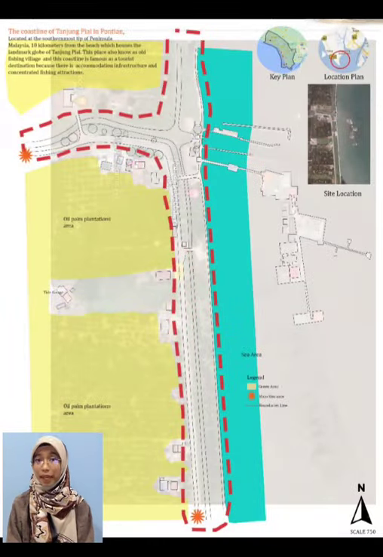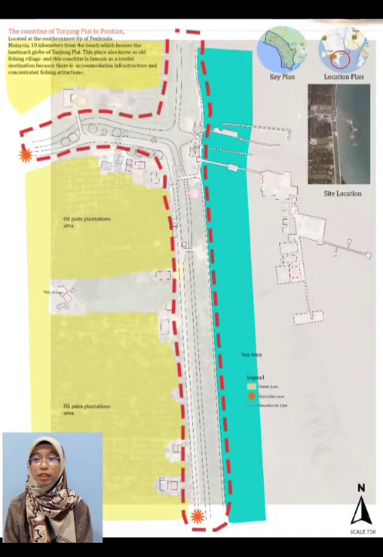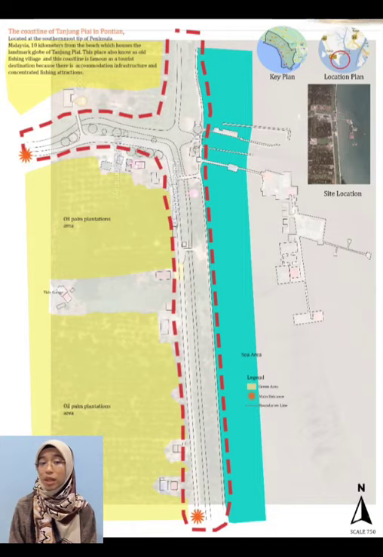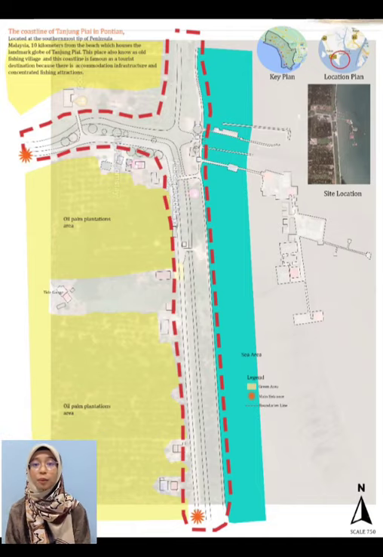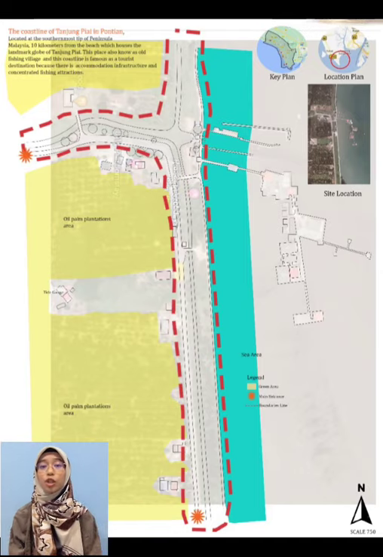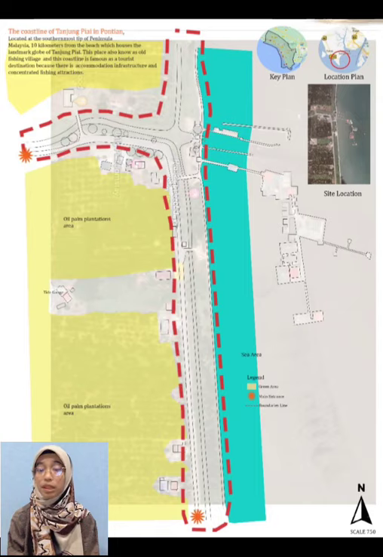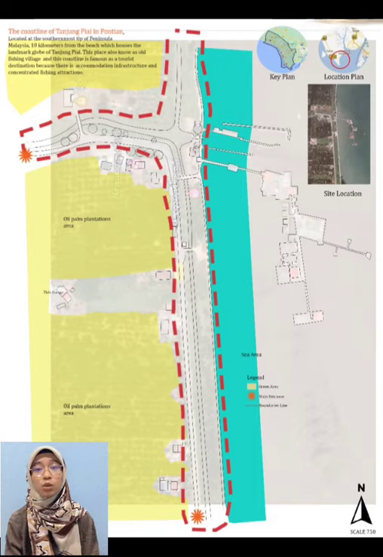This is my base plan, which shows the location. My site is located at the southernmost tip of Peninsula Malaysia, 10 kilometers from the beach which houses the landmark globe of Tanjung Piai. Also, you can see in the base map the boundaries that will be covered before doing the site inventory analysis, and then continuing with the design.